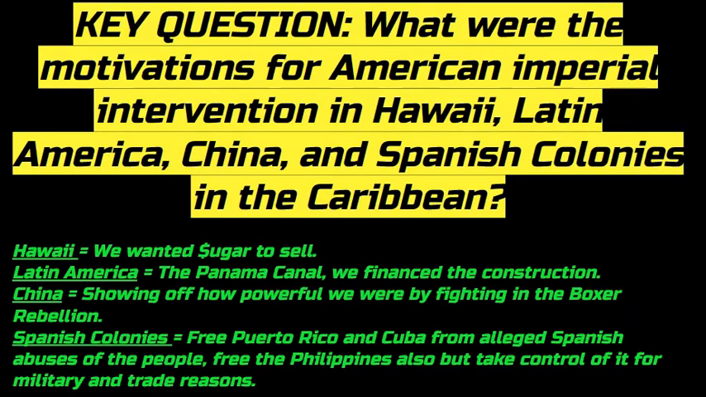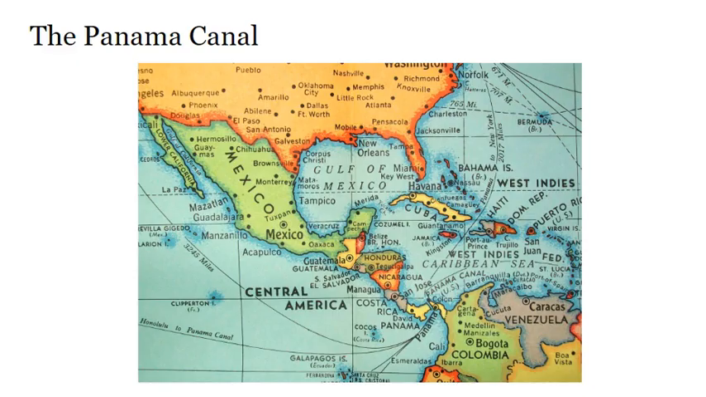What were the motivations for American imperial intervention in Hawaii, Latin America, China, and Spanish colonies in the Caribbean? Hawaii, we wanted sugar to sell. Latin America, the Panama Canal, we financed the construction. China, showing off how powerful we were by fighting in the Boxer Rebellion. And the Spanish colonies, free Puerto Rico and Cuba from alleged Spanish abuses of the people, free the Philippines also, but take control of it for military and trade reasons.